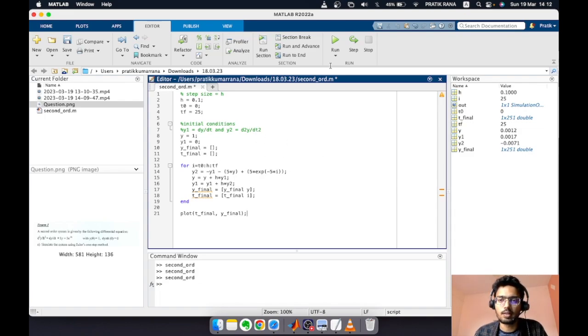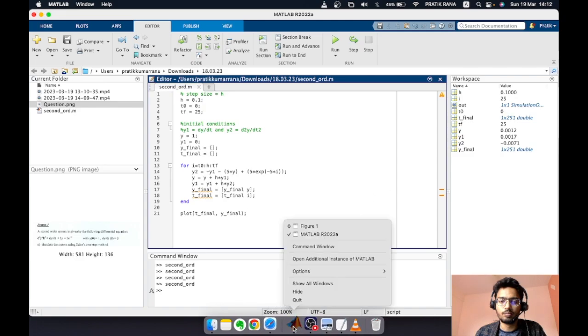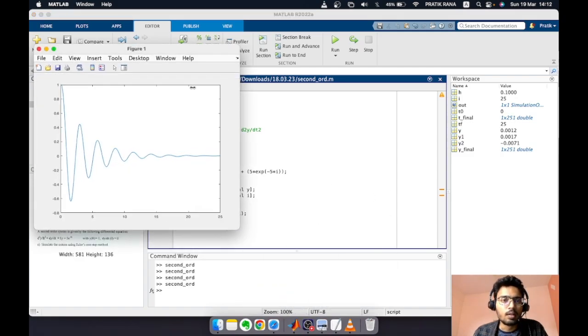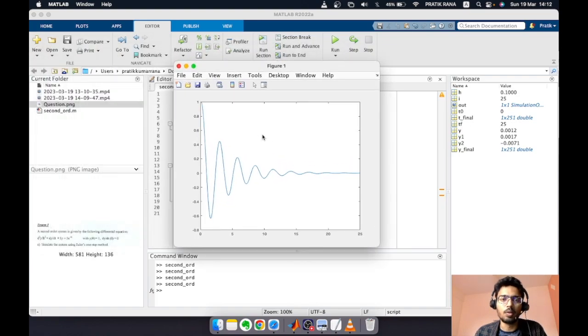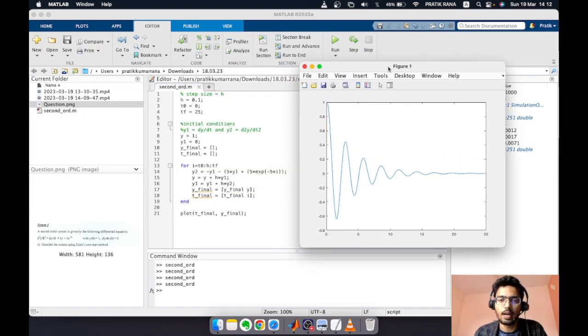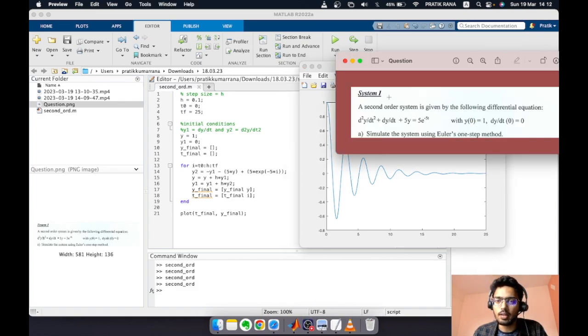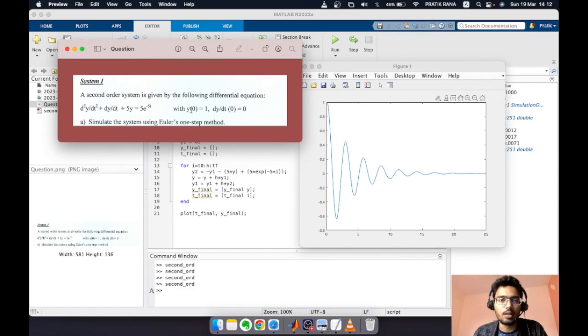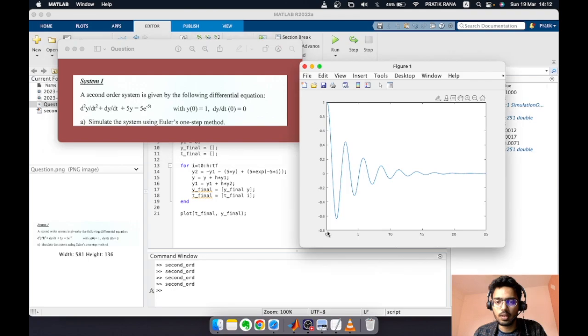Let's try running this. I think it has come here. Okay, so this is the plot of y that we have obtained. So we can check at the beginning. The initial condition was the value of y at t equal to 0 was 1. So in the plot also we can verify that at t equal to 0 the value of y is 1, and the slope at t equal to 0 was 0.